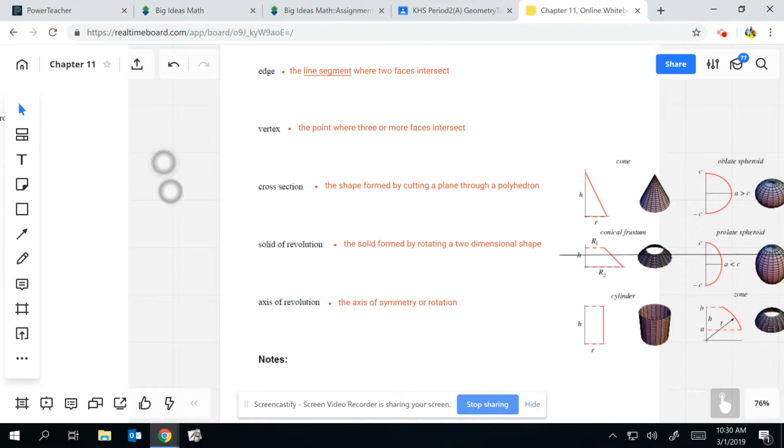Now you have a few questions in today's extra practice about cross sections. You're going to see what that is in a second, but let me give you a little illustration. So you've got this cup. Okay, now if you were just looking at it straight head on, you would see a circle, correct?